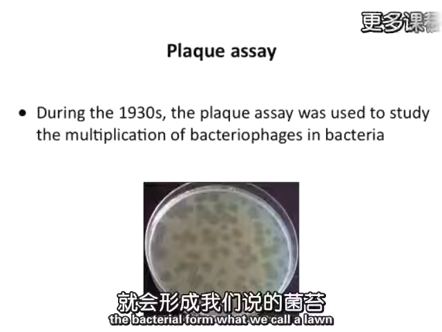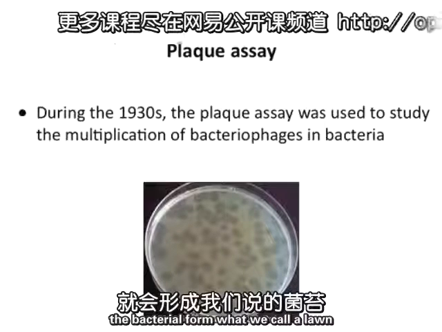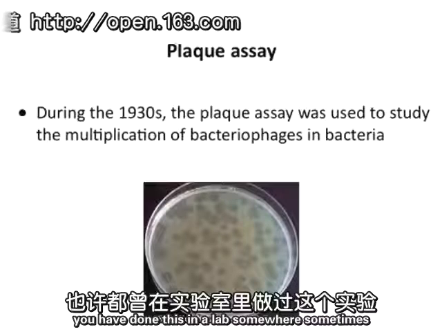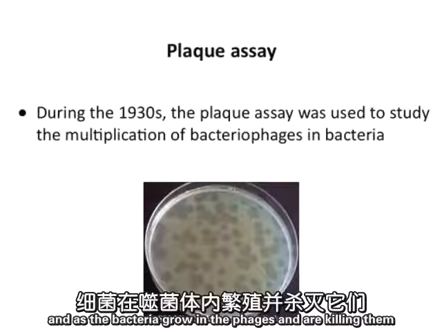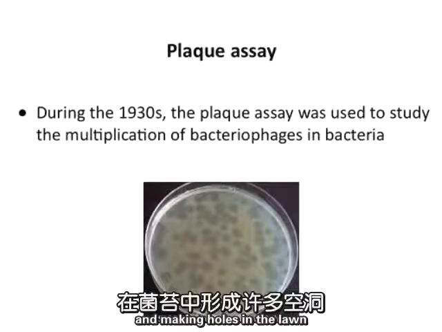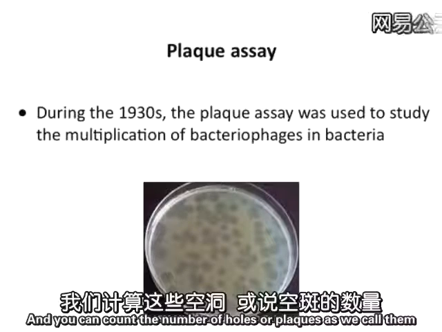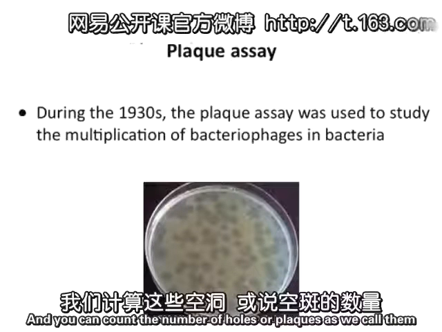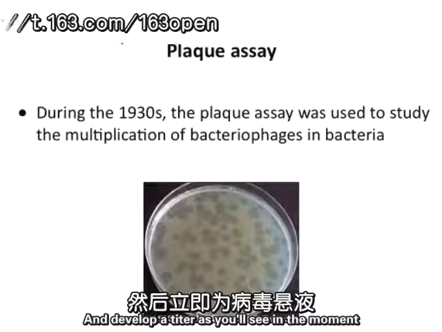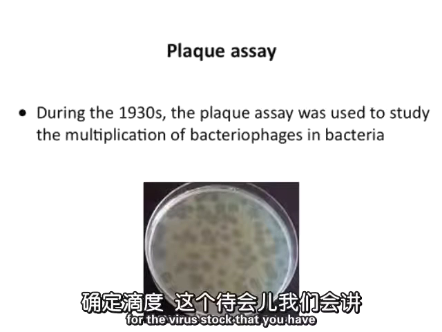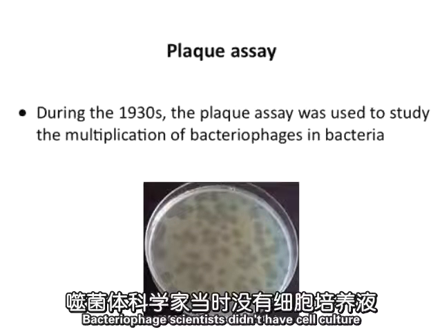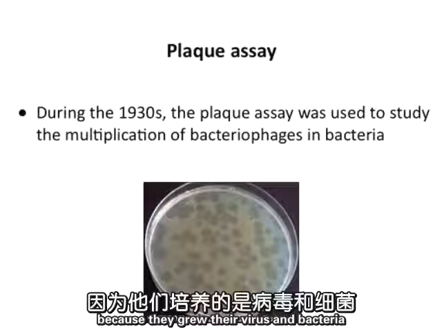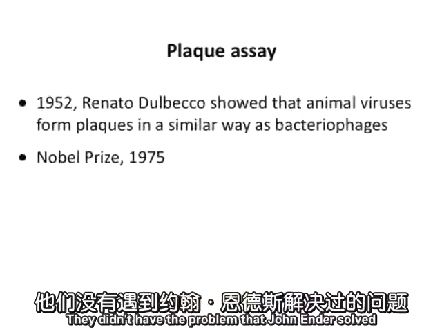When you put that in the incubator, the bacteria form what we call a lawn. And probably many of you have done this in a lab somewhere at some time. It's a very popular lab experiment to do. And as the bacteria grow in, the phages are killing them and making holes in the lawn. And you can count the number of holes, or plaques as we call them, and develop a titer, as you'll see in a moment, for the virus stock that you have. So this was done starting in the 30s. The bacteriophage scientists didn't have to have cell cultures because they grew their viruses in bacteria. So they didn't have the problem that John Enders solved.